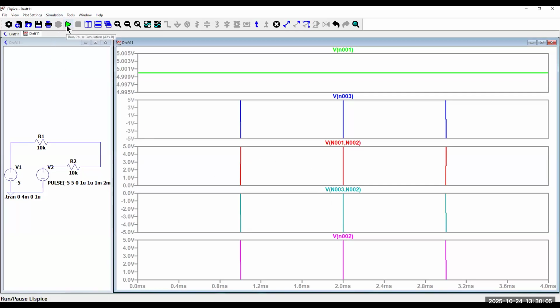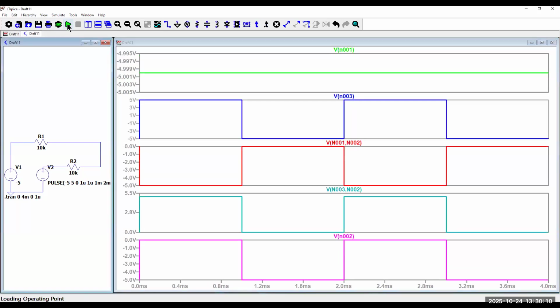Okay, 3, 2, 1, simulate. And look at that. Now it's going from 0 to -5. So if you wanted to shift it down, we simply applied a negative voltage or flipped that source around. So then it shifted it by -5.